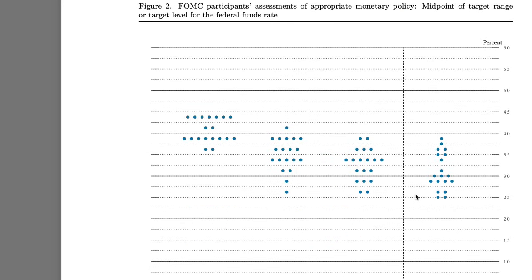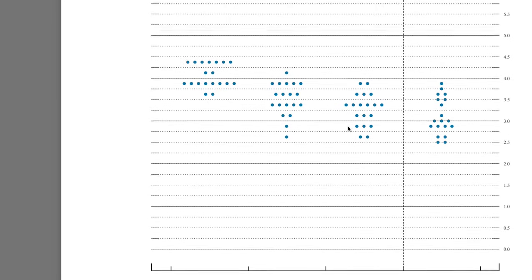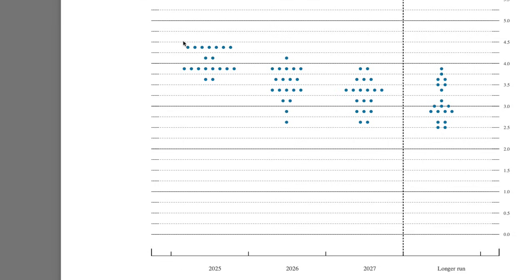Here is the dot plot. This shows each voting member of the Fed, and where they believe the appropriate policy rate, the overnight interest rate that they control, should be. This shows each one of them for the year 2025. This is how they voted. For the year 2026, this is how they voted. And for the year 2027, this is how they voted.